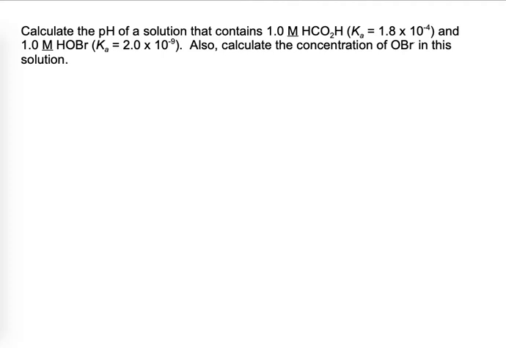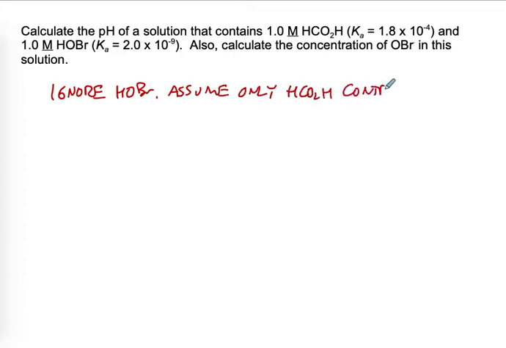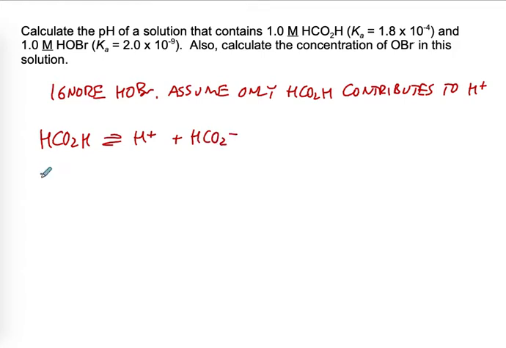So what we're going to do, in terms of calculating the pH, is ignore the hypobromous acid and assume only formic acid contributes significantly to the equilibrium concentration of H+. Okay, so let's first just consider the ionization of formic acid to form H+ plus HCO2-. I'm just going to jump ahead to the result. We don't need to write out the ice table for all these.